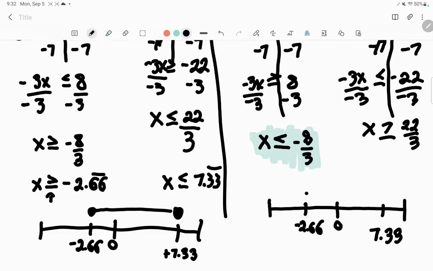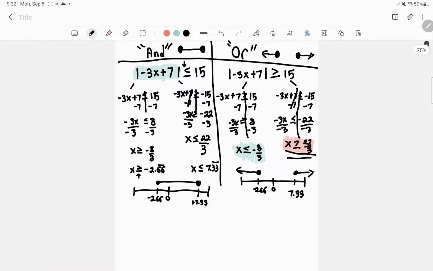So if I go to 2.66, which is going to be a closed circle, now it's saying that it's going to be less than or equal to, right? Now if I look at the other one over here, it's saying x is greater than or equal to 7.3. So 7.3 is actually going to go the other way. So that's my OR and that's my AND problem. Okay? So that's it. That's all you have to worry about.